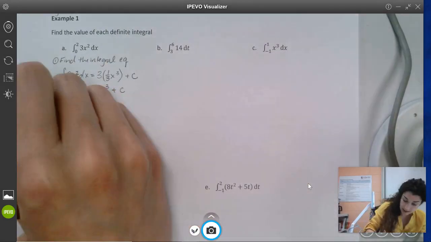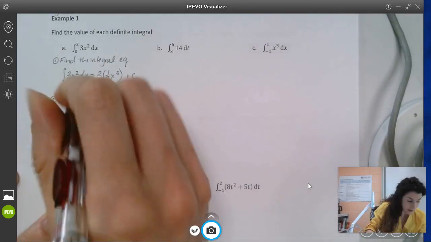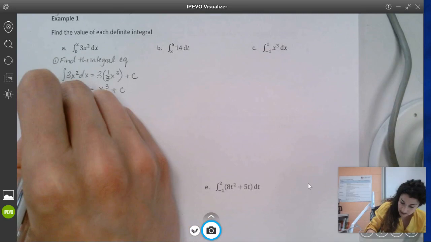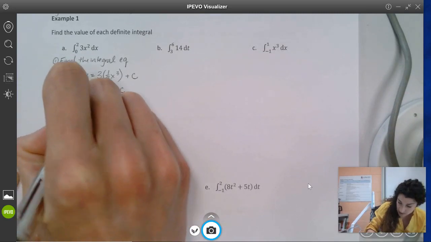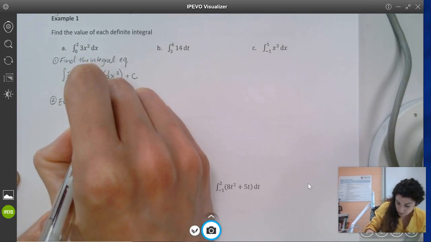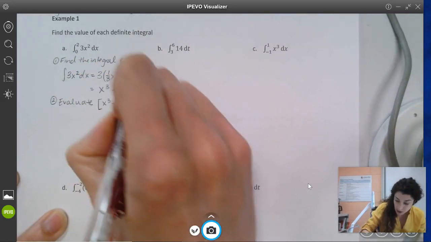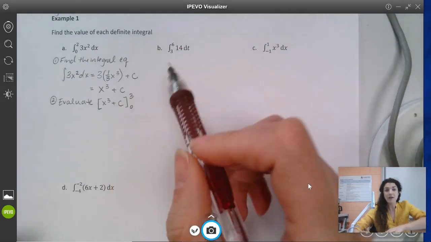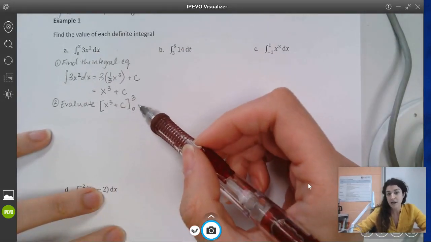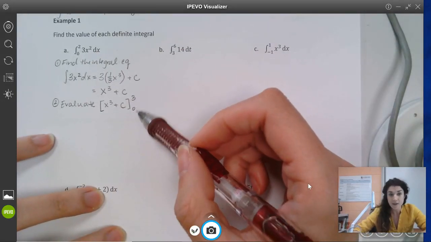After we find the integral equation, we then evaluate that integral from 0 to 3. And now you'll start seeing this notation a lot, this bottom-up kind of thing, from 0 to 3.